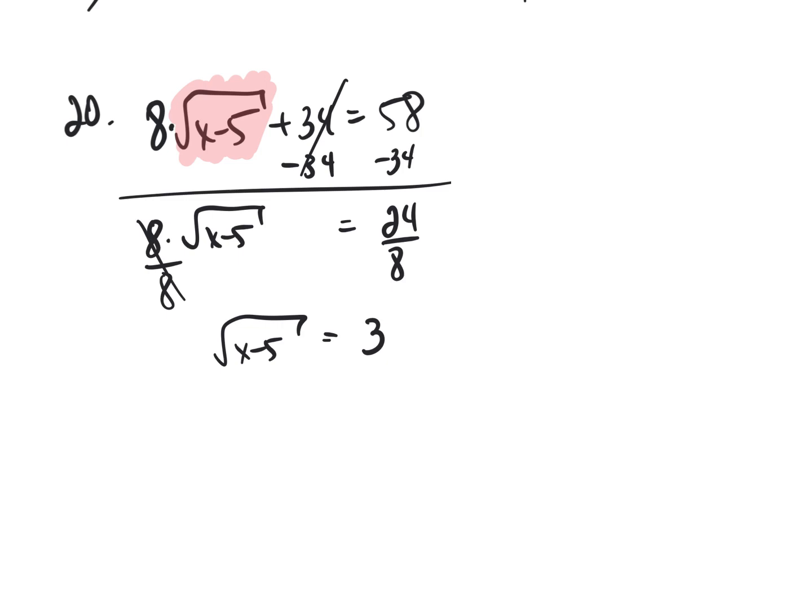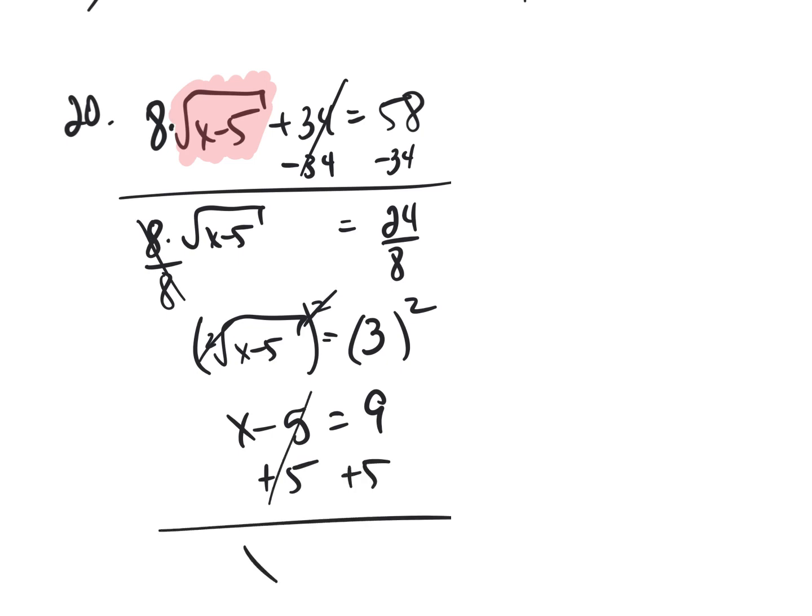Now that it's by itself, we're going to raise both sides to a power, the same as the index. If this is a square root, we raise both sides to the second power. The square root and the square cancel, leaving you with what's inside. On the right side, 3 times 3 is 9. To solve for x, we need to move minus 5 to the other side, so we add. x is equal to 9 plus 5, which is 14. And there's your solution.